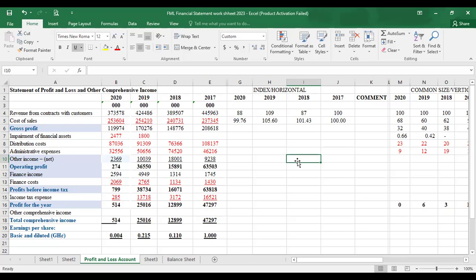Is there any other comment? If not, what do you think would be the importance of doing the index analysis or the common size analysis, this type of analysis? Its importance.